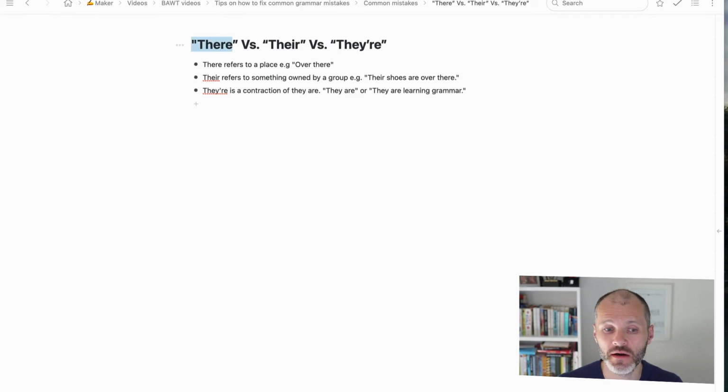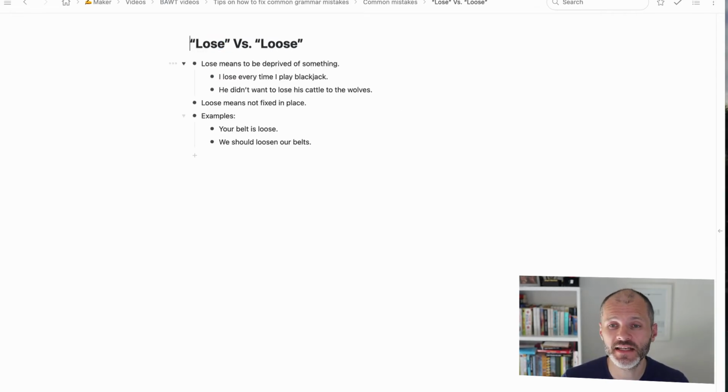The next common grammar mistake to watch out for is lose versus loose. To lose means to be deprived of something or to not achieve something. So I lose every time I play blackjack. In other words, I'm not very good at cards. He didn't want to lose his cattle to the wolves, so he didn't want to be deprived of his cattle. On the other hand, loose means something's not fixed in place.